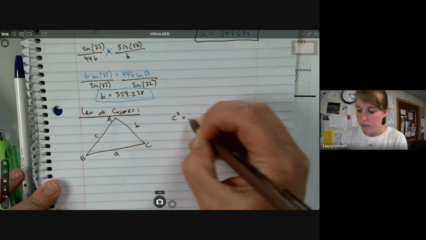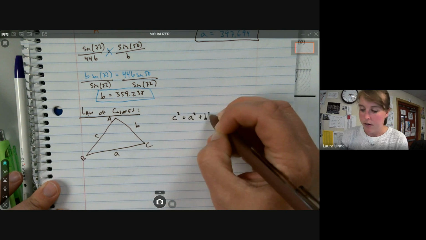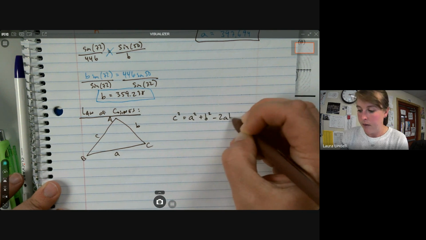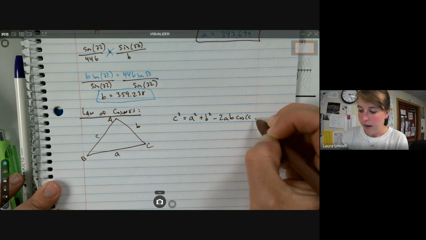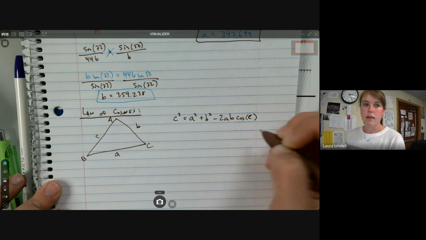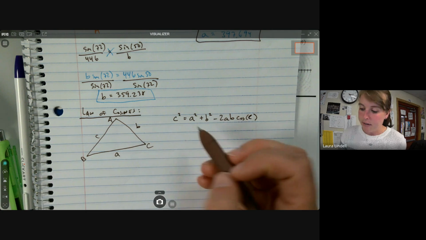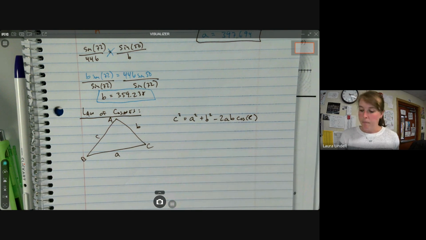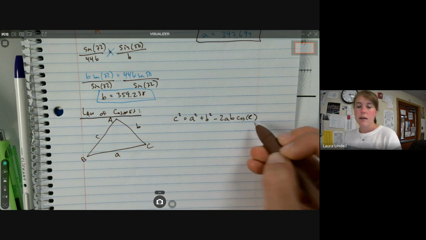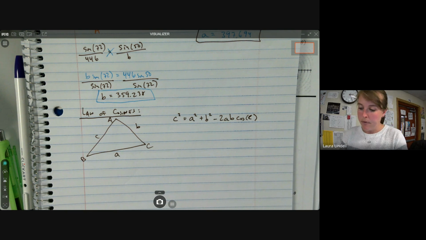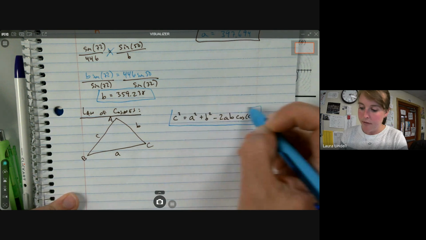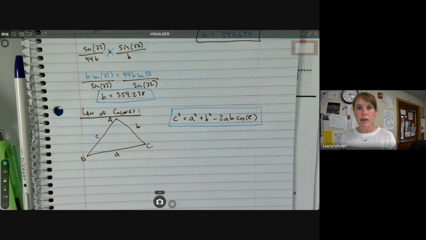C squared equals A squared plus B squared minus 2AB cosine of angle C. All right, so first off, when we're looking at C, A, and B here, and even here, those are all the side lengths that we're talking about. The only place that we use an angle is right here with cosine. So if you can remember this, and it kind of looks like the Pythagorean theorem, doesn't it? A squared plus B squared equals C squared. Just a little bit different because, again, this is not a right triangle. Or it's probably not a right triangle.